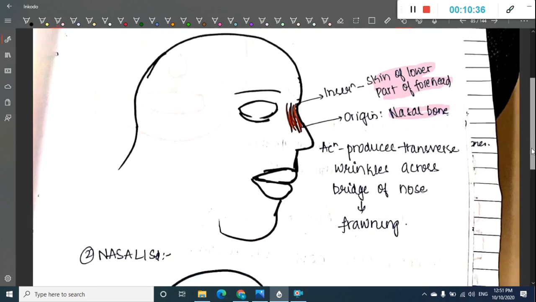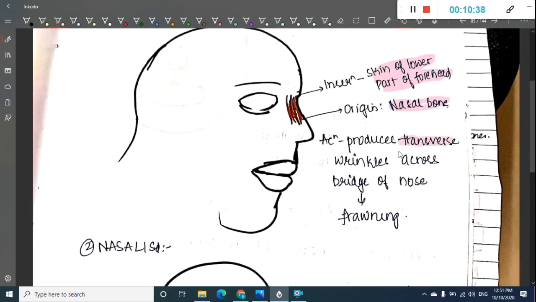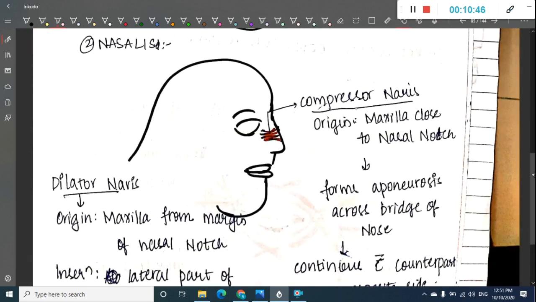And what is its use? It produces transverse wrinkles across the bridge of the nose, as in frowning. Then we have something called nasalis. The nasalis has two parts: one is the compressor naris and the second one is the dilator naris.